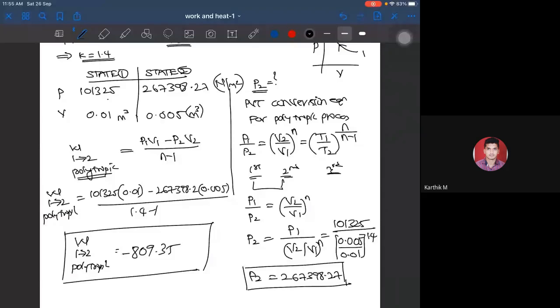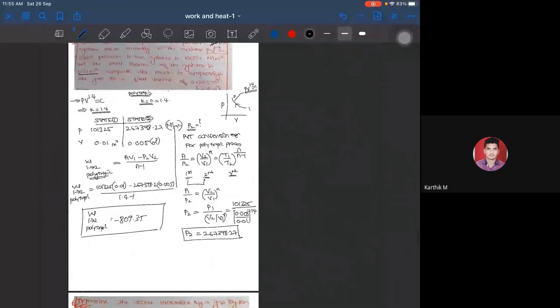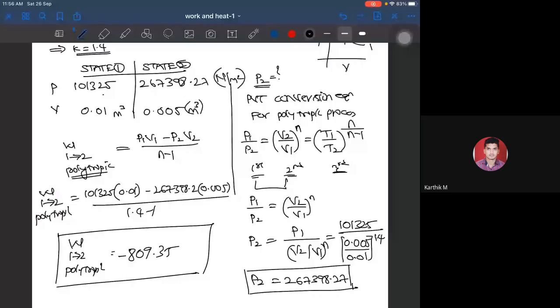So why minus? Can anyone just comment on this? Why is it minus? Why did the work output come in a negative value? Sometimes he will ask for the justification of your answer also. So it has a minus sign in the final answer. Compression is taking place, sir. So compression has taken place.